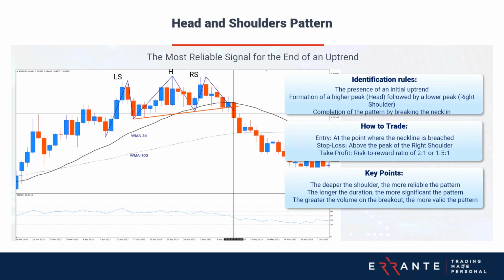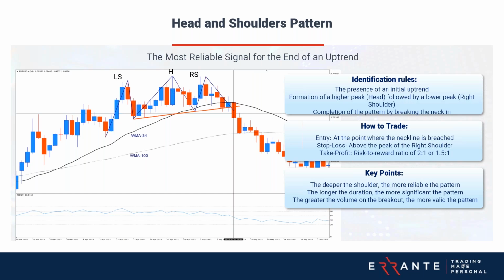But here we have some key points. The reliability of the head and shoulders pattern increases when the depth of the right shoulder, deep shoulder, suggests a more significant reversal. The pattern becomes more meaningful, let's say, the longer it takes to form. So a pattern that develops over weeks or months is typically more reliable than one that forms over a few days. And another tip here is that volume also plays a crucial role in stock trading. A breakout accompanied by high volume adds validity to the pattern, suggesting a strong selling pressure.